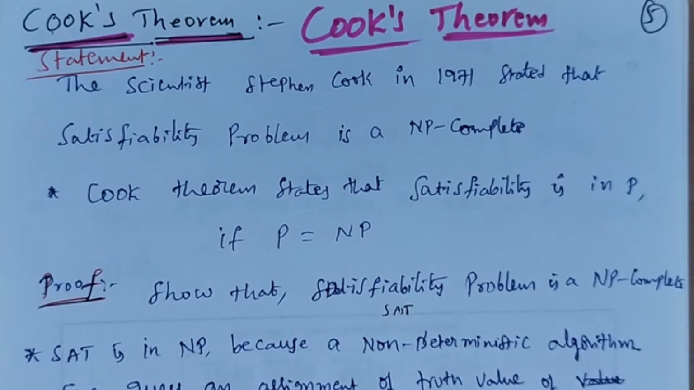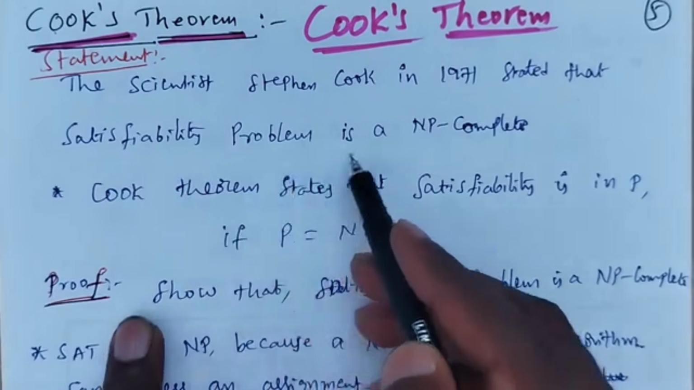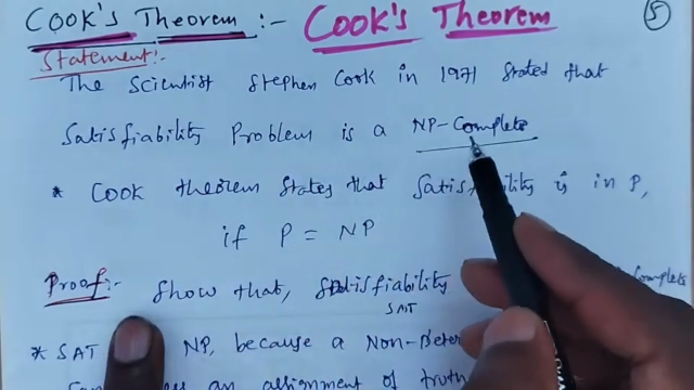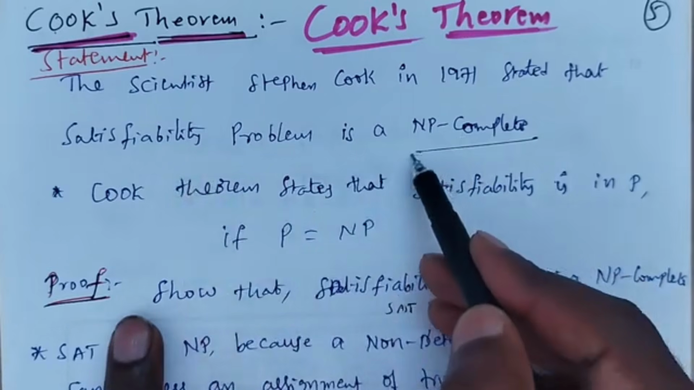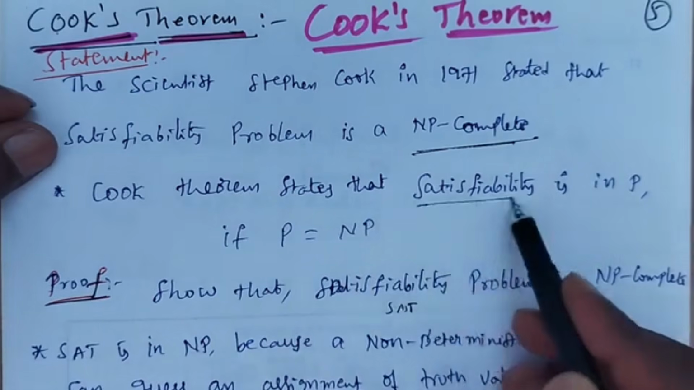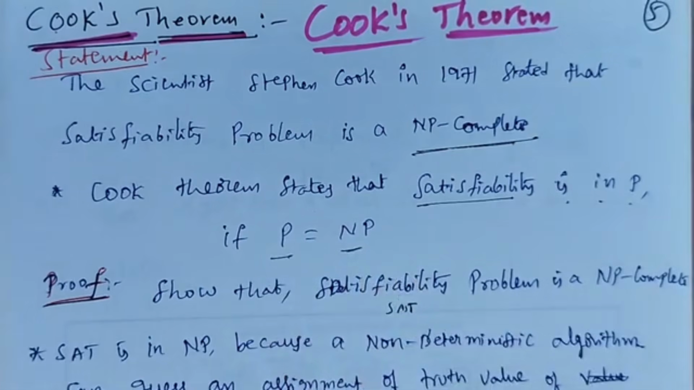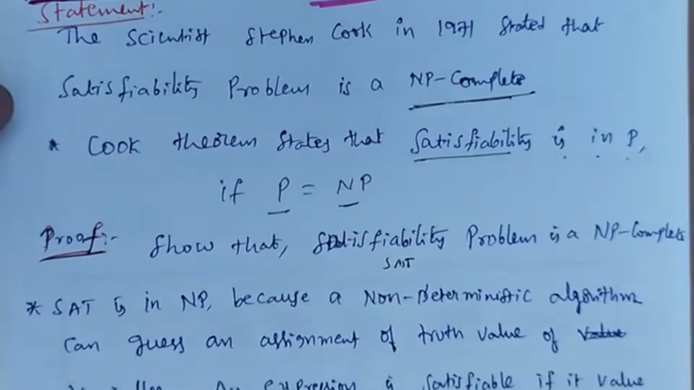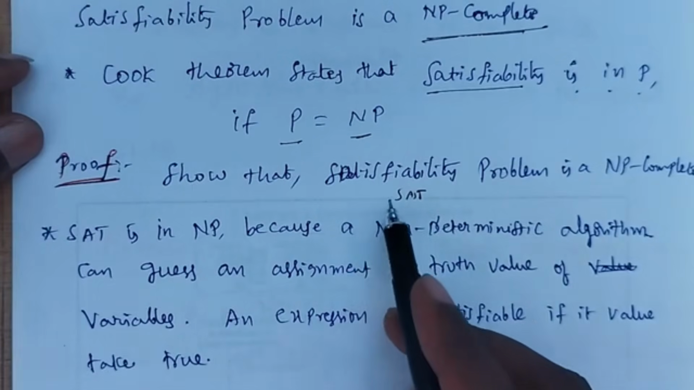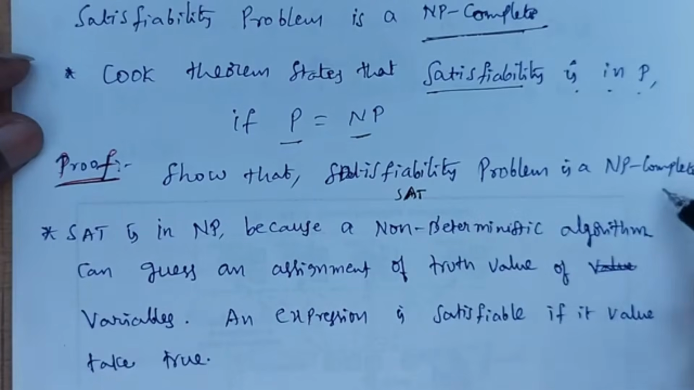What is the statement? The scientist Stephen Cook stated in 1971 that the satisfiability problem is NP-complete. Cook's theorem states that satisfiability is in P if P equals NP. This is the problem statement. We have to prove that satisfiability, which we consider as SAT, is NP-complete.